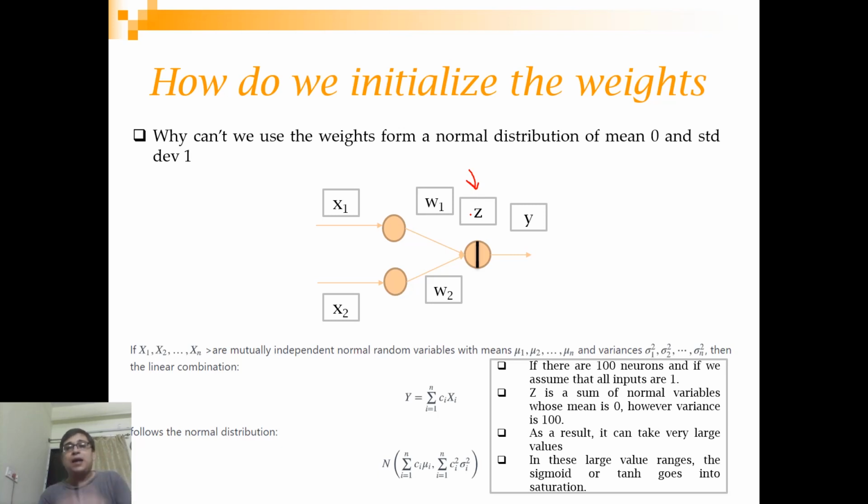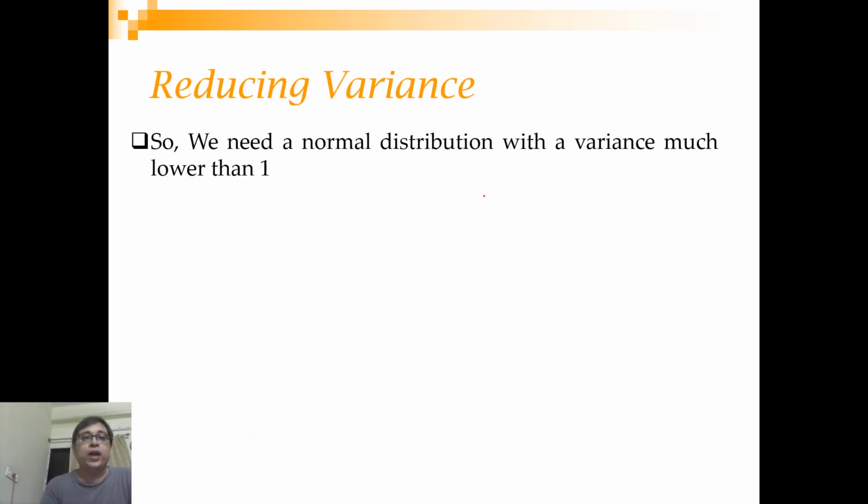As I said, if you have 100 neurons, then your z can really take very, very large values. So we will use a normal distribution, but with a variance which is much lower than 1. Then once we sum up, it will not be very high. So one simple thing is considering the input values, because the number of input values depends on the number of input nodes going to a particular node.